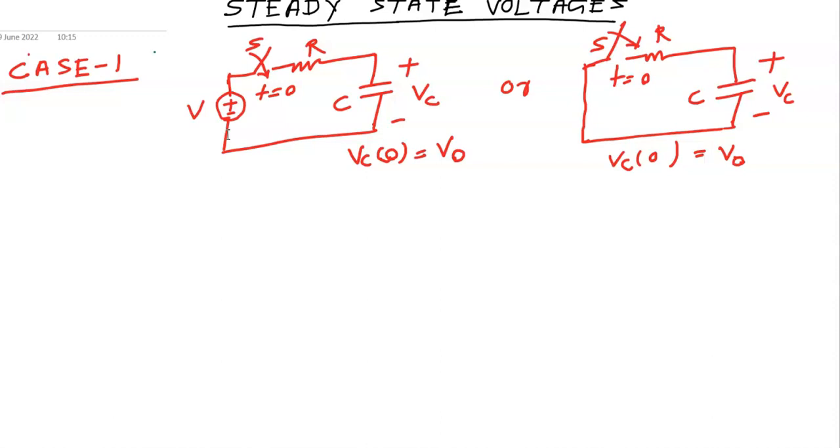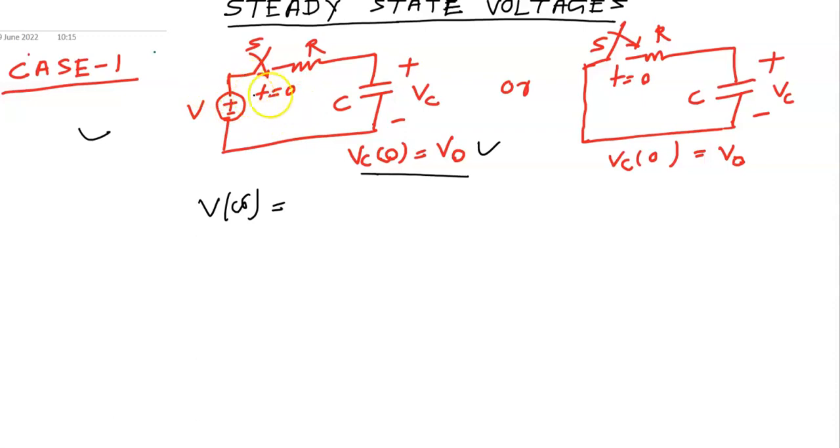In case 1, you can see here that a DC voltage V is connected through a resistor and capacitor through a switch, and the switch is closed at t equal to 0. The initial voltage across the capacitor is V0. Our concern is to find V infinity, that is the steady state. After the switch is closed for a long time, what will be the voltage across the capacitor?